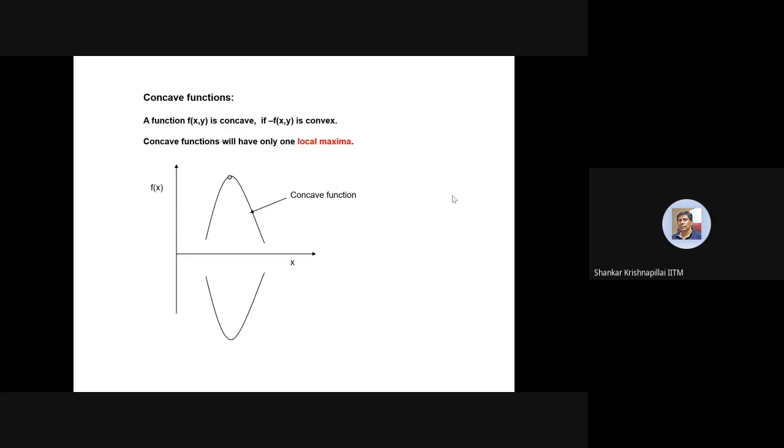Okay, then some other general knowledge: just like the convex function, there is also the concave function. A function f of x, y is concave if minus f of x, y is convex. So this is convex, so its negative will be concave. The peculiarity of a concave function is that within that range it will have only one maximum. Actually, nobody studies concave functions because people only study the convex functions.